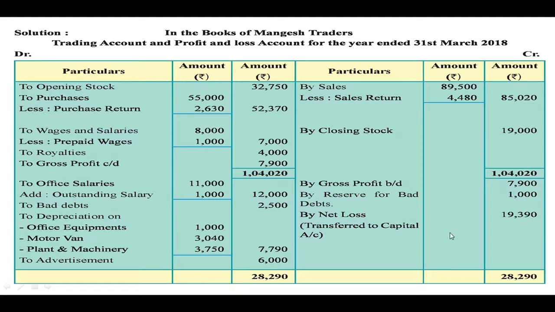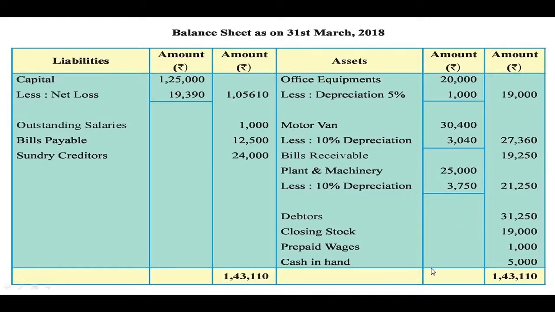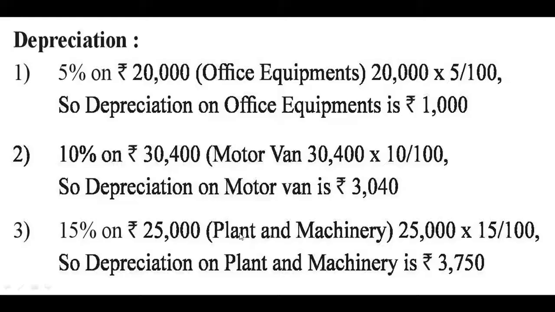It is to be subtracted from capital. So capital 1,25,000 minus net loss 19,390. So outer column 1,05,610. Then we have to check the total of the liability and asset side. It should be equal. On the last page they have given the working for the depreciation.